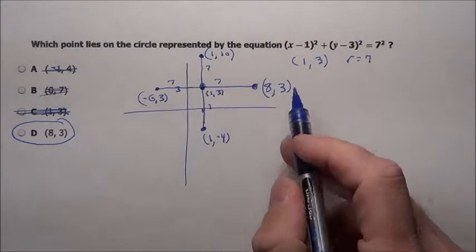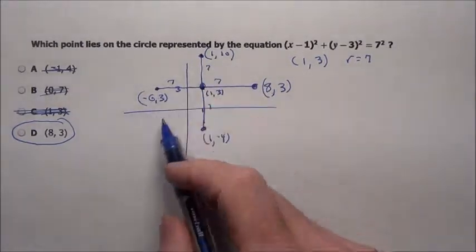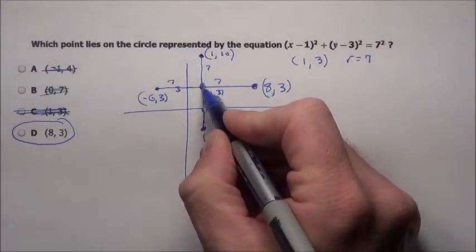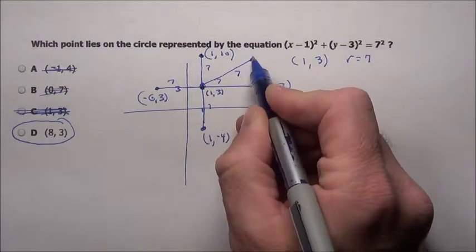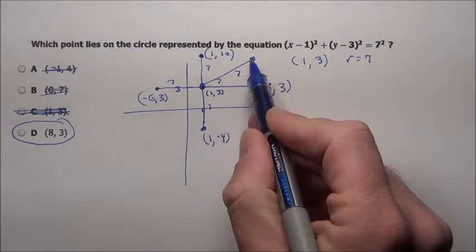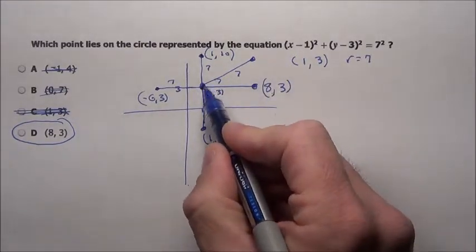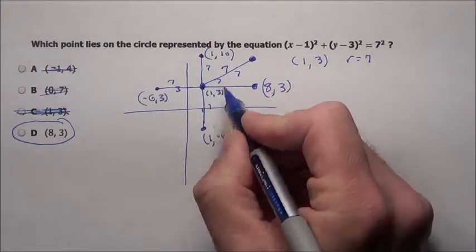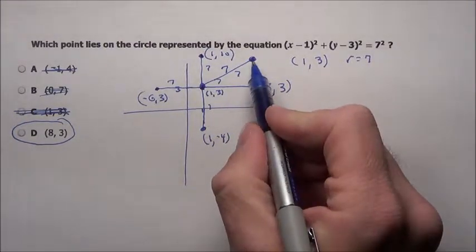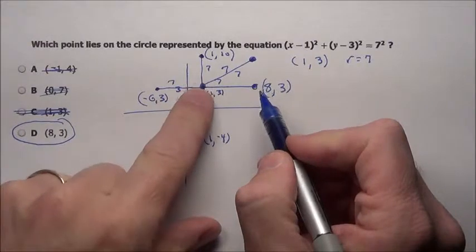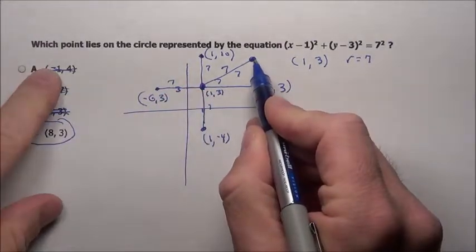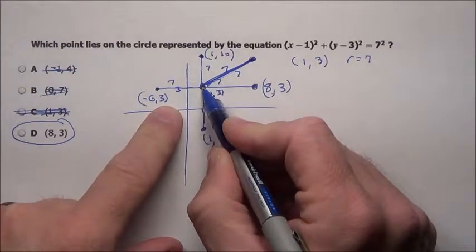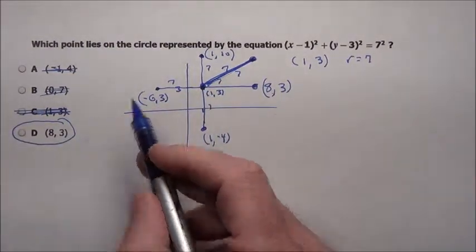Now the other way we could do this, if none of these options were here, what we would have to do is realize that this guy may be going out that way 7 and hitting a point right there. But we know from the center to the point, whatever they listed, that has to have a distance of 7. So we can actually do the distance formula from this point right here, (1, 3), to each of the points they gave us and see if the distance comes out 7 away from our center. That would help us if we use the distance formula.